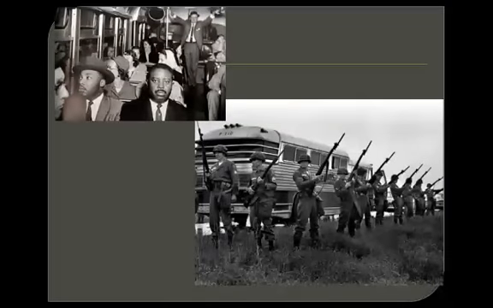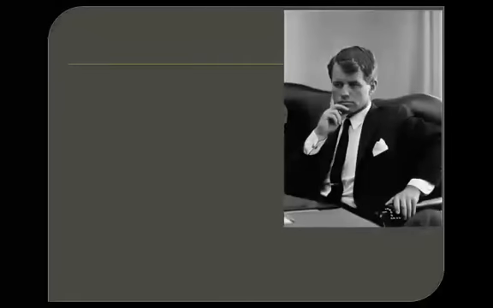I mean, this is happening. So I mean, the federal government should be doing something about it, right? Despite what it does for the image. So in fact, eventually, Attorney General Robert Kennedy ordered federal marshals to accompany the riders on these buses.